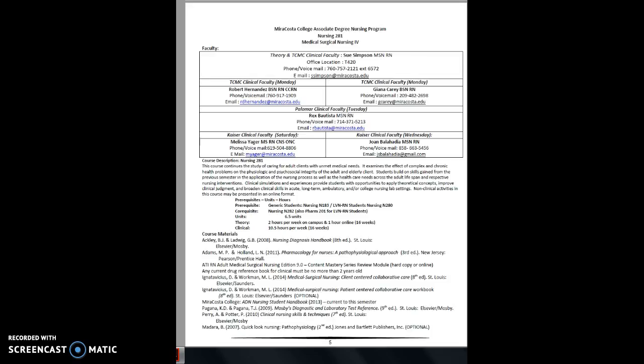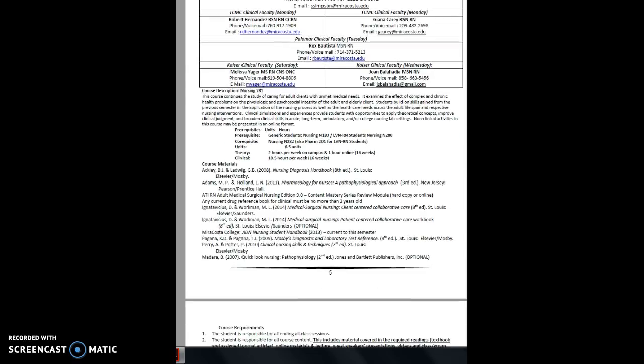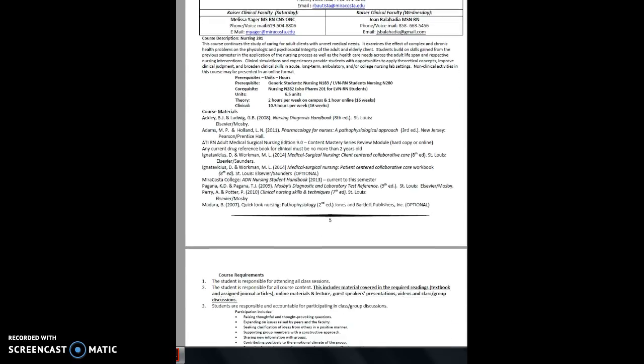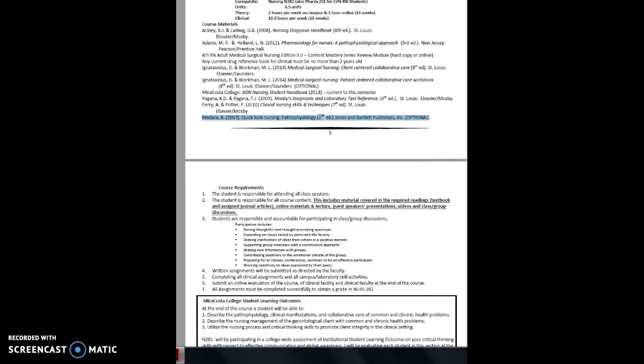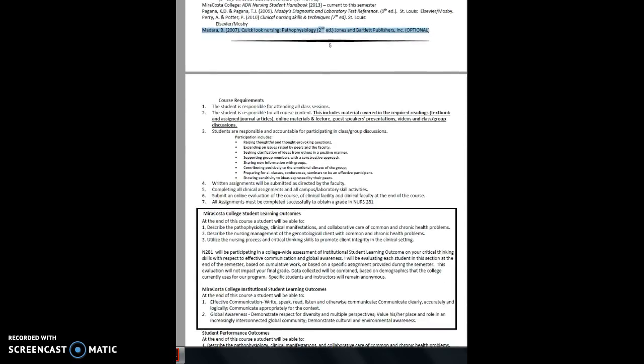So here are the course materials. Primarily you want to use Ignatavicius 8th edition and the ATI MedSurg 9.0 edition is very helpful as well. The other ones are ones you already have. There is a Quick Look at Nursing Pathophysiology by Madeira, this one right here. It's an excellent book and would help you in 4th semester as well.